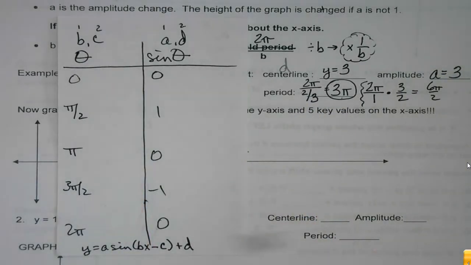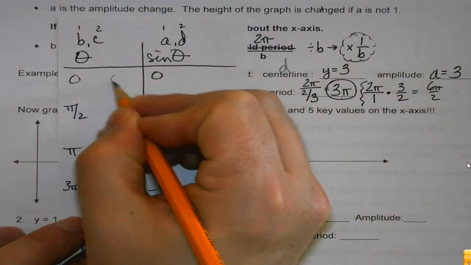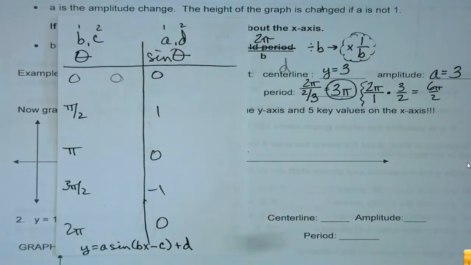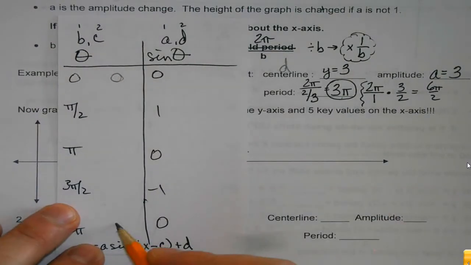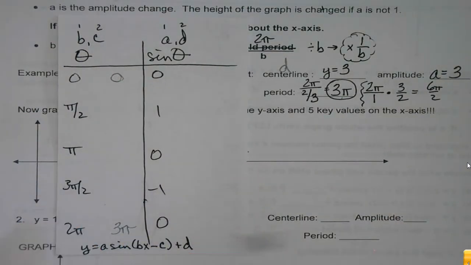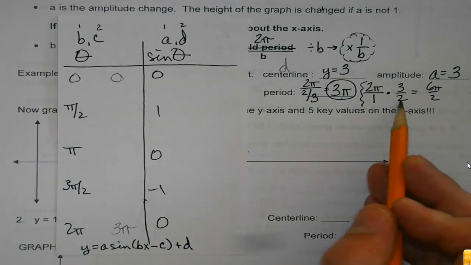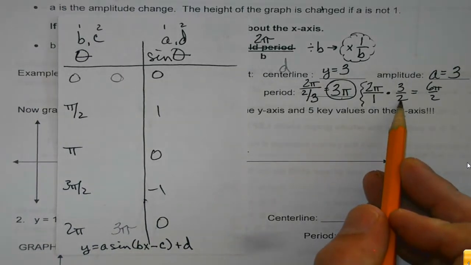So I know a couple of things with my period. I continue to know this is going to stay at 0. And I also know with my period, whatever I calculated it to be, that should be the value that I get at the end. Now the stuff that's in between, I need to multiply each of those by 3 over 2.